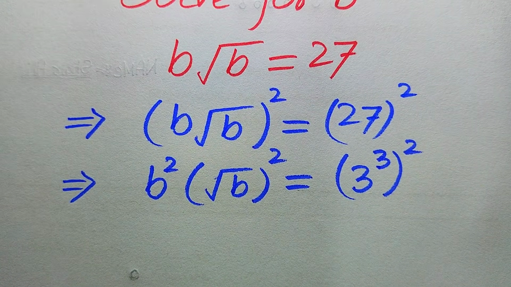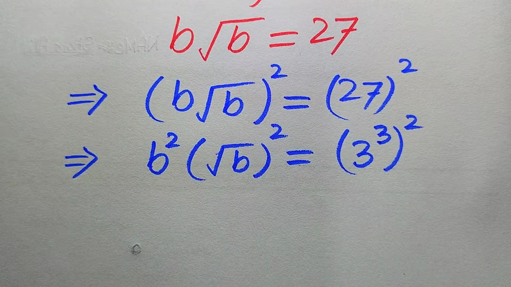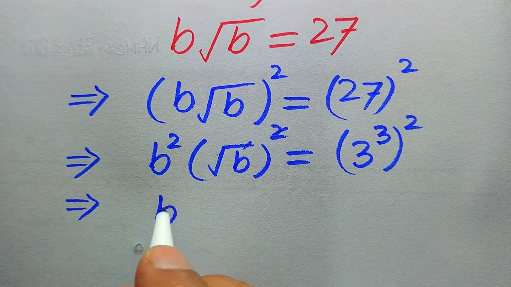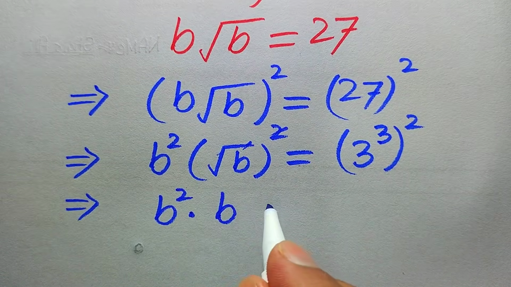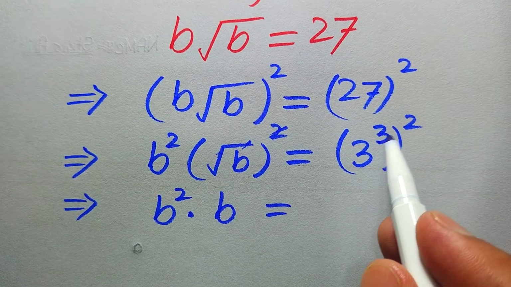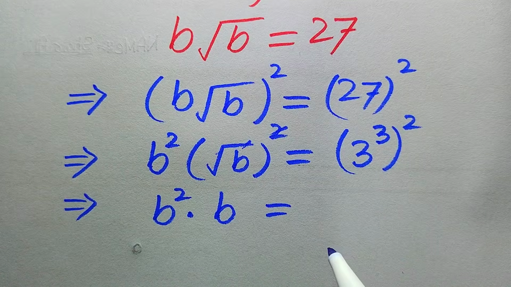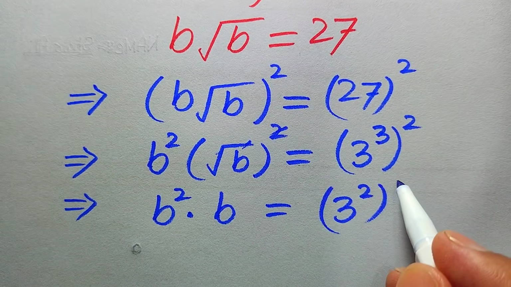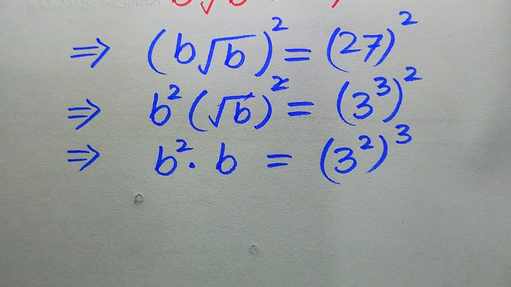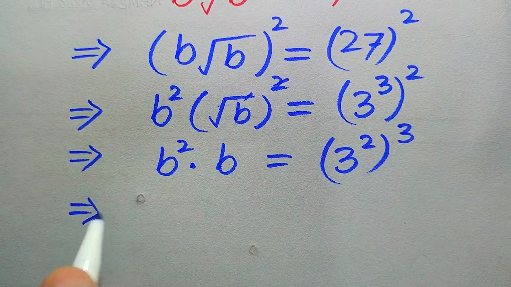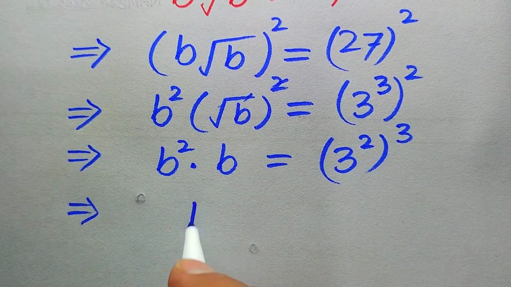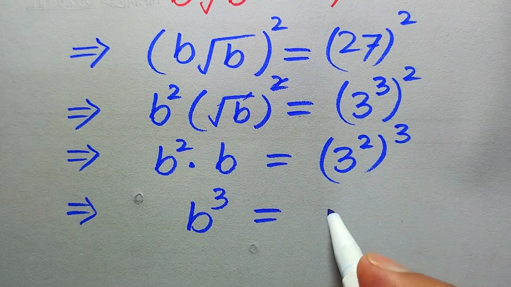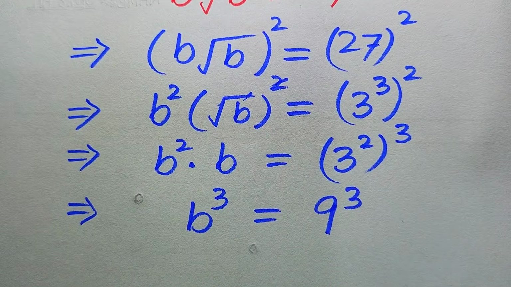And now further in the next step, we need more simplifications, and you see that this 2 and this square root are cancelled out by each other, and we get b square times b is equal to, here we interchange both of these two exponents, and this will be written as 3 square and its whole cubed. Now when we multiply this b square with b, we get b cubed is equal to, you know that 3 square becomes 9 and its whole cubed.